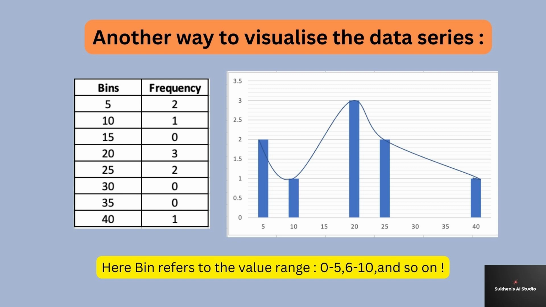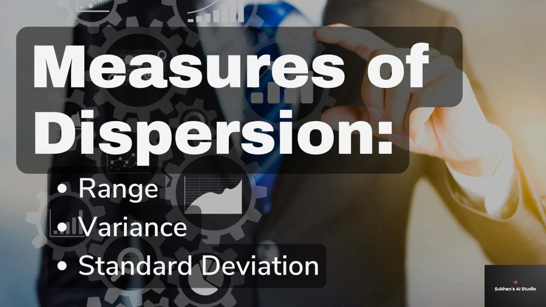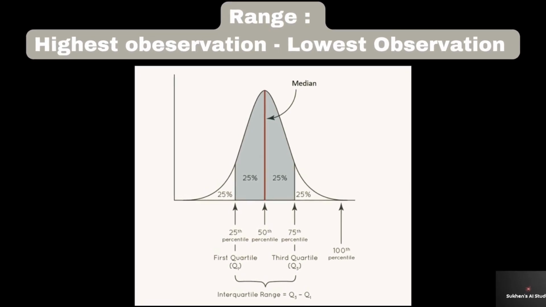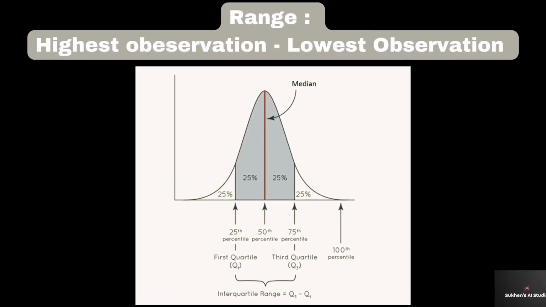So, all this we have seen is descriptive statistics. Now, we'll turn towards our second topic, measures of dispersion. Measures of dispersion is a statistical measure that tells us how much data in our distribution varies and deviates from its central tendency. Some of the most used measures are range. Range is nothing but the difference between the largest and smallest value in our dataset.